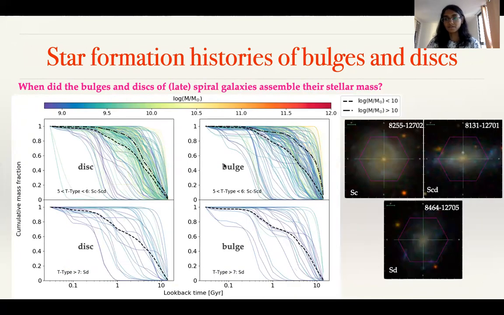And now, following with the late type spirals, we again show the SDSS images of these morphology types, and it's clear even by eye that the bulge is not as dominant as those we saw in the early type spirals.